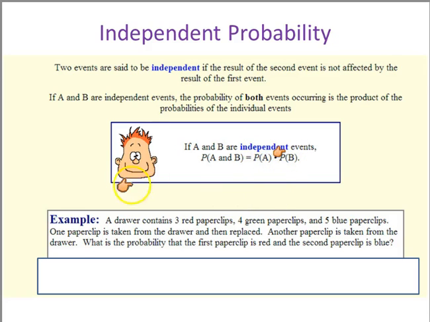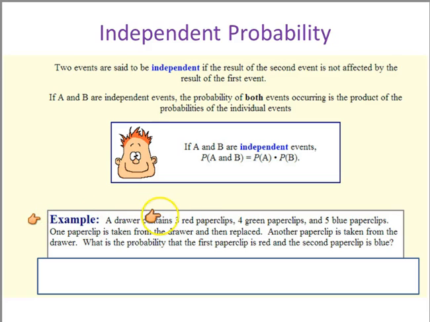So let's take a look at what I mean here. It really goes back to that original warm-up problem we did, where it was an example of an independent event. So let's look at another one though.